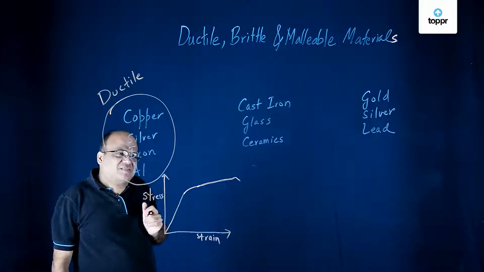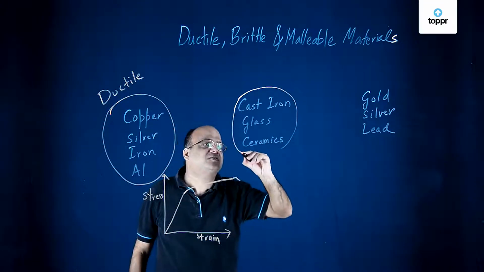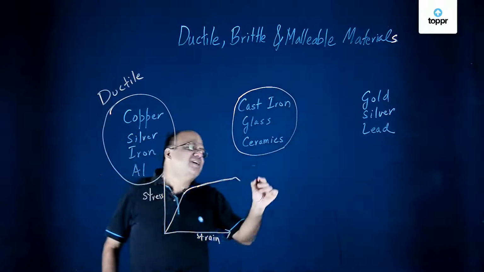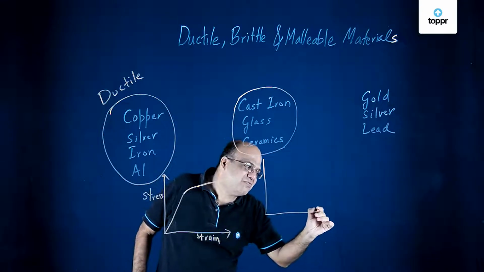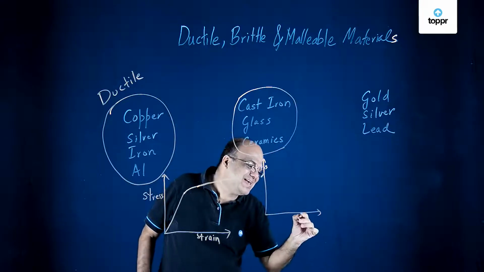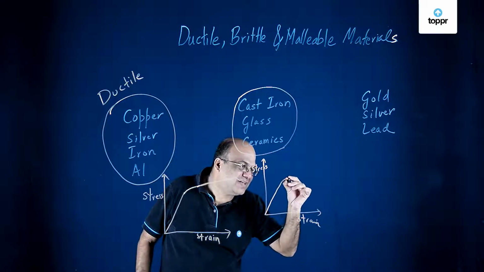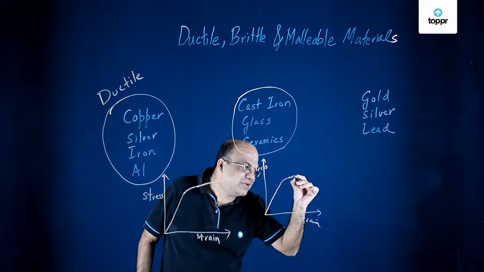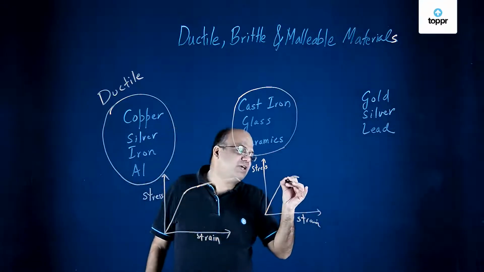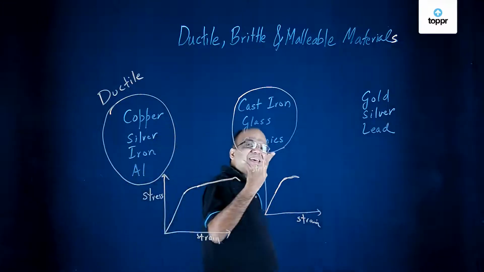What are brittle materials? Brittle materials have a very small range of plastic extensions. They break as soon as the elastic limit is exceeded. So if you make the stress-strain graph of brittle materials, as soon as the elastic limit is exceeded, the material fractures. So this is the elastic limit, and then here we will have the fracture point. These have a very small range of plastic extensions. Examples are cast iron, glass, ceramics.